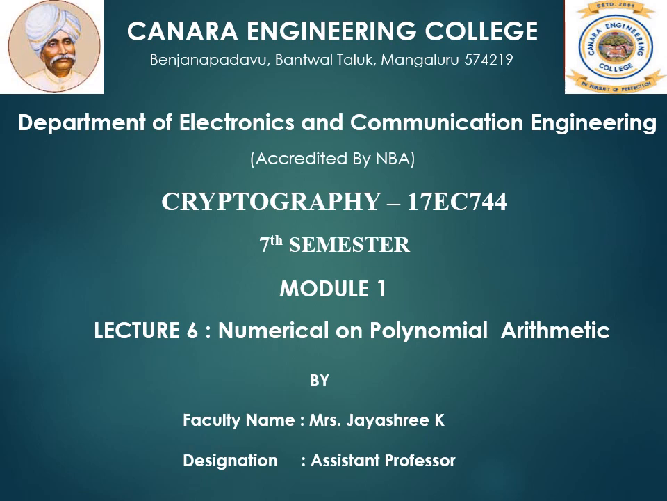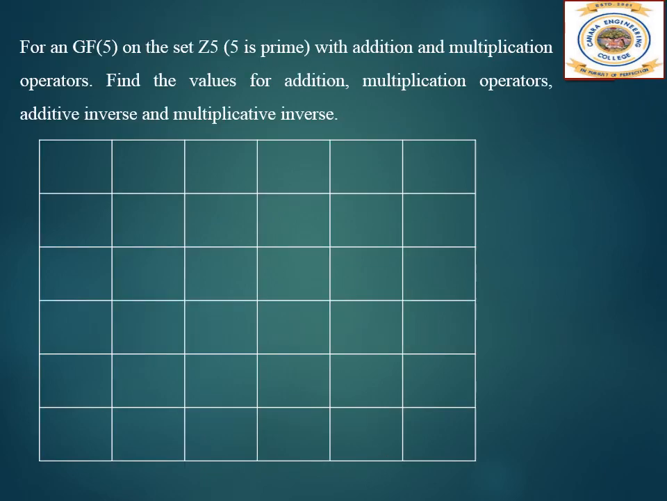In this lecture, we'll work out some numericals on polynomial arithmetic and we'll find out the multiplicative inverse of the given polynomial. So the question here is, for a GF of 5 on the set Z5, where 5 is a prime, with the addition and multiplication operators, we have to find the values for addition, multiplication operators, additive inverse and multiplicative inverse.